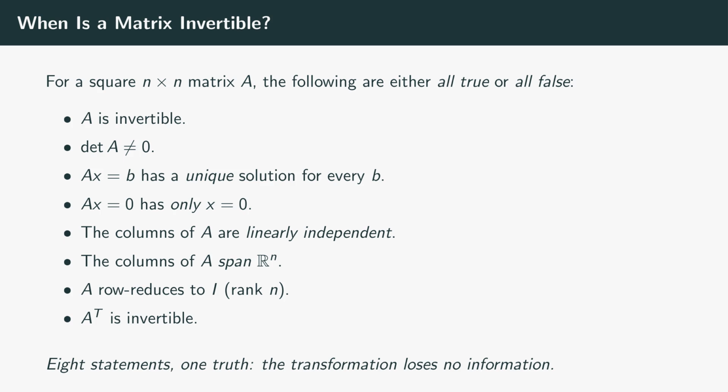Each one is a different way of saying the transformation loses no information: nothing collapses, nothing is thrown away, every output traces back to exactly one input. Memorize the theme even before the details: full rank, non-zero determinant, independent columns, unique solutions, one condition wearing many costumes.